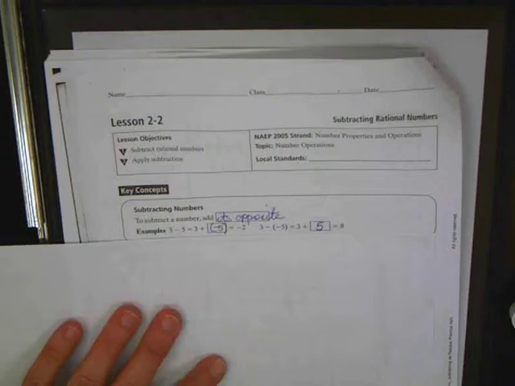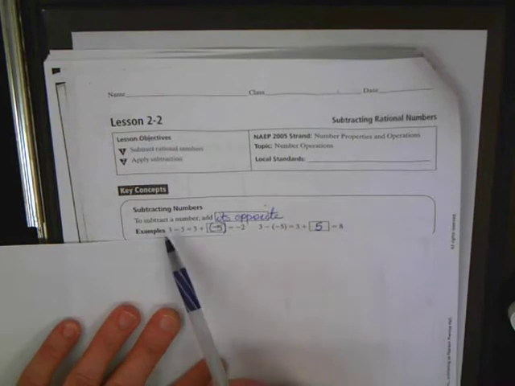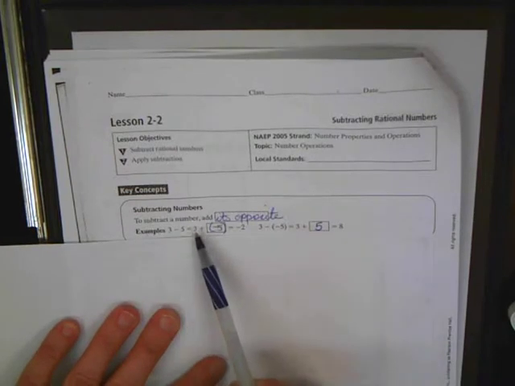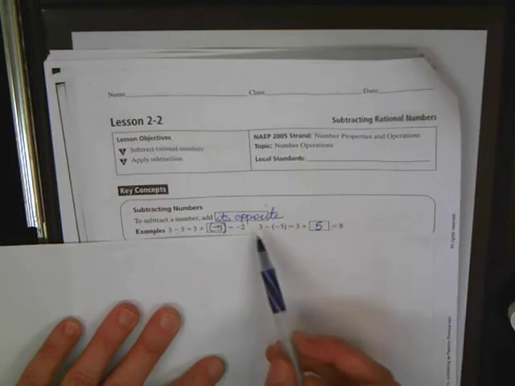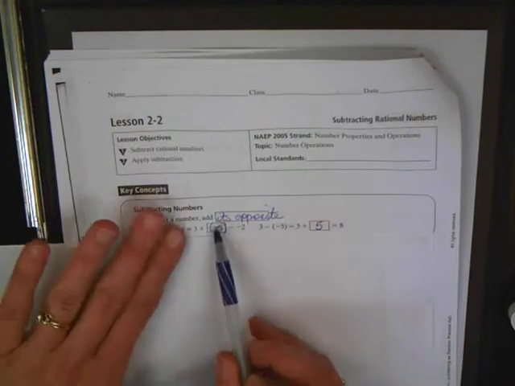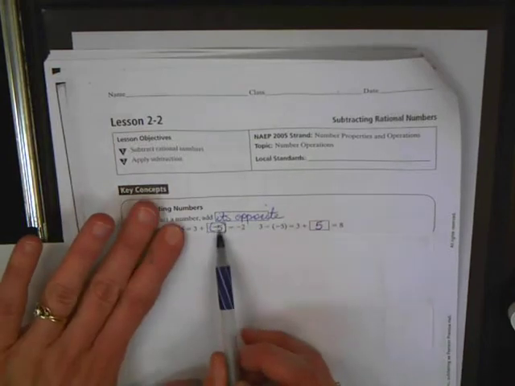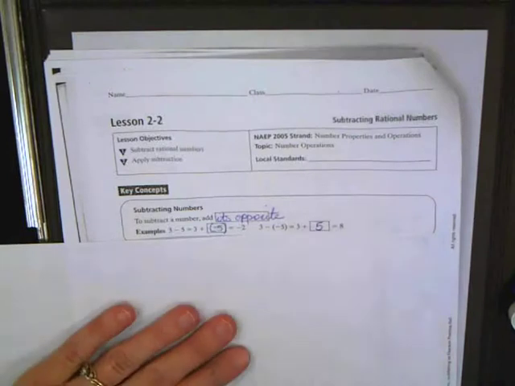Okay. So the key concept that we have here is to subtract a number, add its opposite. For example, 3 minus 5 becomes 3 plus negative 5. Since signs are opposite, we'll subtract absolute values. So 5 minus 3 is 2. 2 is the numerical part of my answer. Then I go back to the addition piece here and I see that negative 5 had the greater absolute value, so it's going to give its sign to the sum. So our answer there, or our sum, is negative 2.